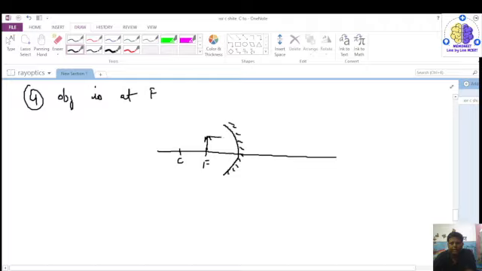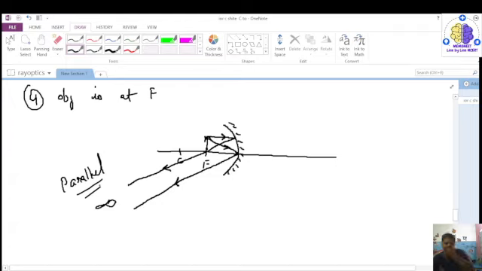So a light ray traveling parallel to the principal axis passes through the focus, and a light ray incident at pole gets reflected at the same angle. And when this diagram is drawn appropriately, what we find is that these two reflected rays intersect at infinity, that is, they are parallel to each other.